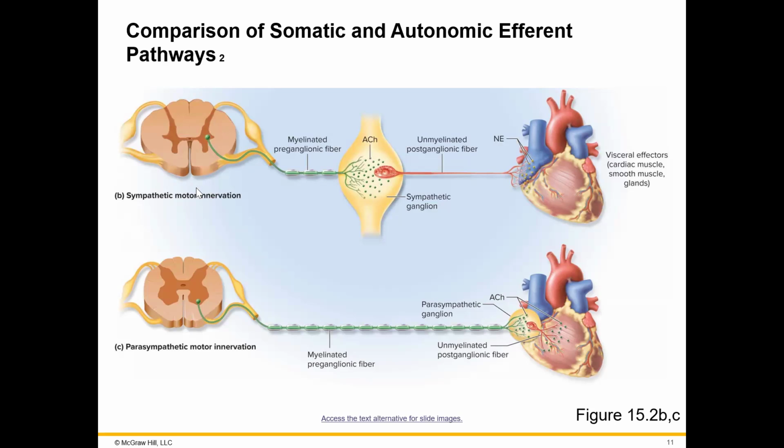Do you see? Look at the sympathetic. The sympathetic has short preganglionic. You see where my mouse is, everybody? The sympathetic has short preganglionic, then a ganglia, then long postganglionic. And then the parasympathetic has long preganglionic, but really short postganglionic. And whether you're sympathetic or para, the postganglionic is always unmyelinated. This red one is always unmyelinated, while the preganglionic is always myelinated.